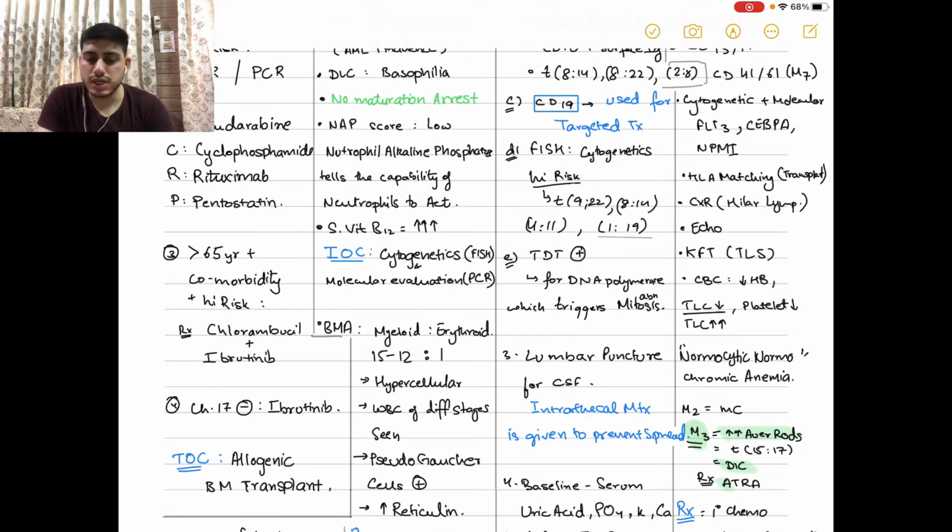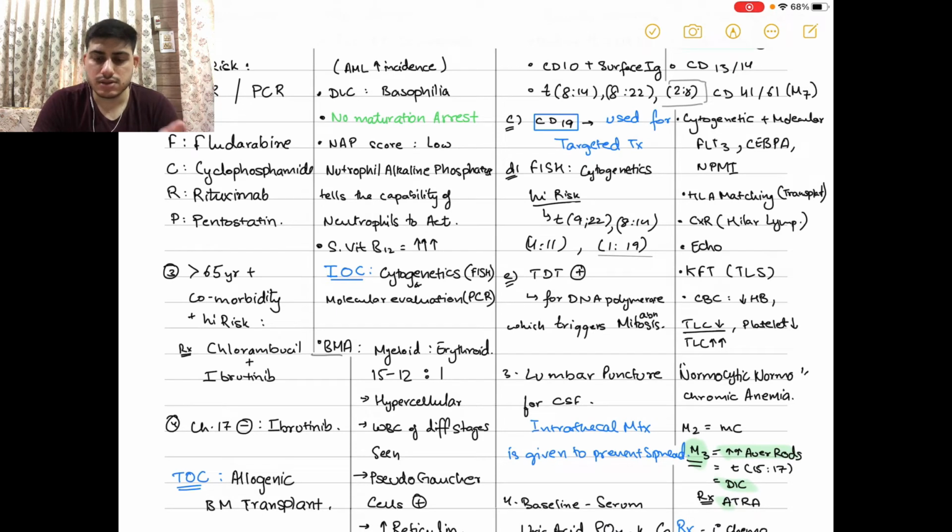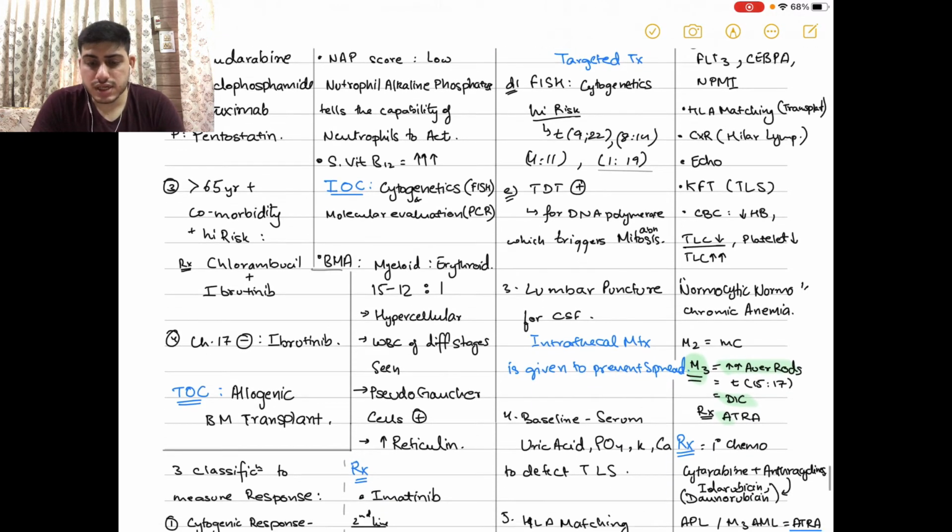Then there is FISH for cytogenetics, obviously, and high risk in the cytogenetics, if you find the translocation of 9;22 or 8;14, 4;11, 1;19. I have already talked about most of them earlier also. So these are high risk. And if TdT is positive, which is positive basically in all lymphocytic cancers or leukemia, so TdT is positive in most of them. What is TdT? Basically it is a DNA polymerase, which triggers abnormal mitosis. So there is abnormal division.